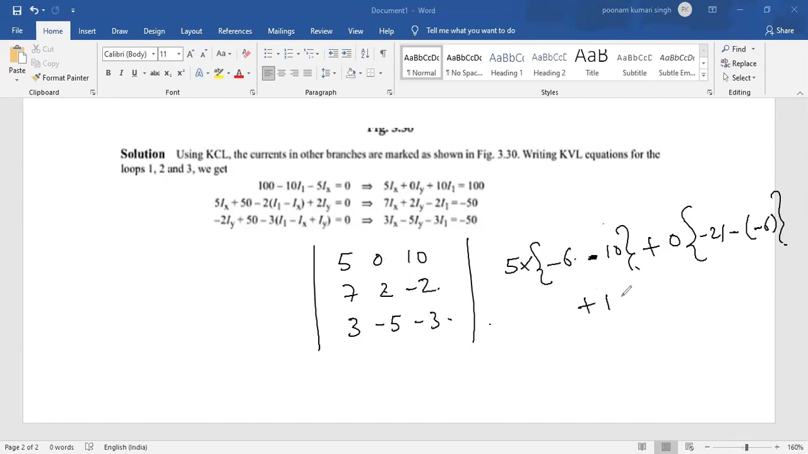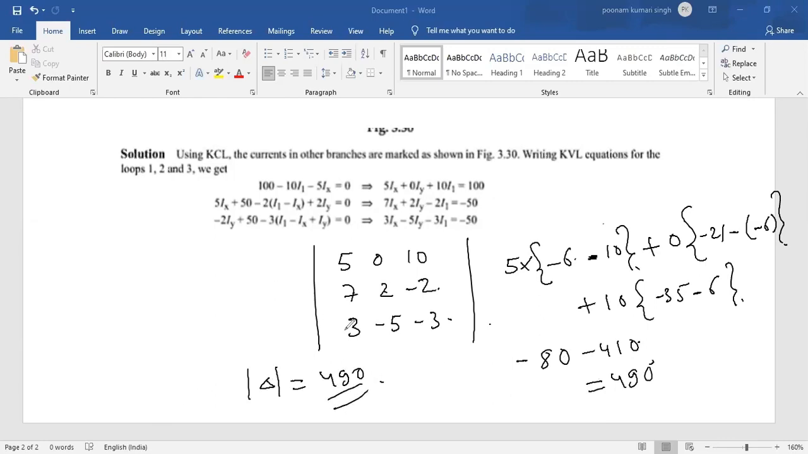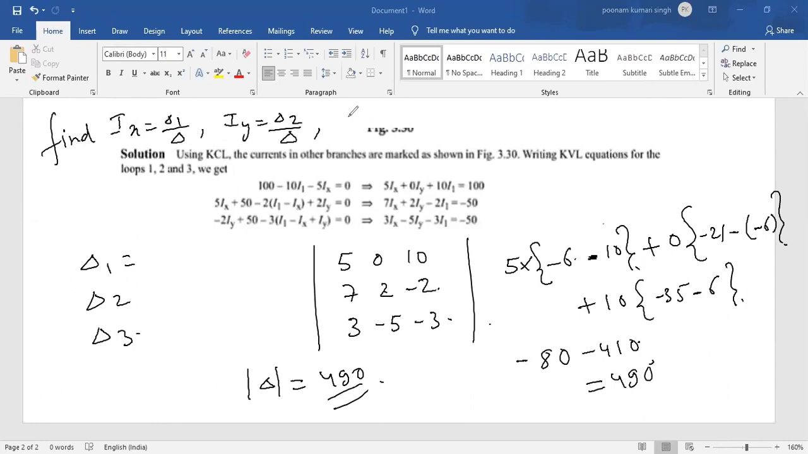Now finally plus 10 multiplied by 7 into 5 minus 35, minus 3 into 2, that is minus 6. Okay, so here I got 16 fives are minus 80. This is 0 and here it is 410. So this is 490. So you are getting the value of the determinant as 490. Similarly, you have to calculate for del 1, del 2, and del 3, to find I1, Ix as del 1 by del, Iy as del 2 by del, and I3 as del 3 by del.